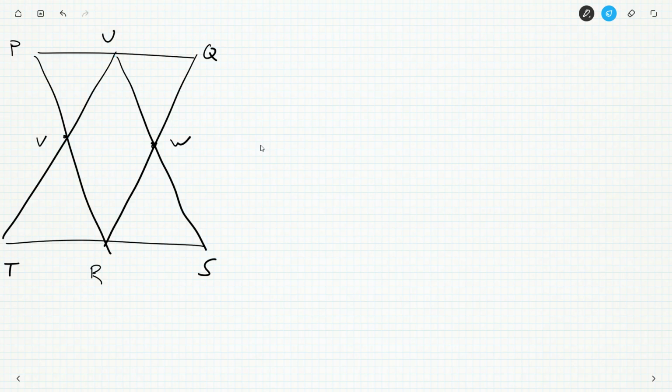What could I do? Well, I'm going to connect V and W because that splits. We've got a triangle UVW, and we've also got RVW. So if I could figure out the sum of the areas of these two triangles, just add them up, and we'd be all set. And I think this is going to go well.